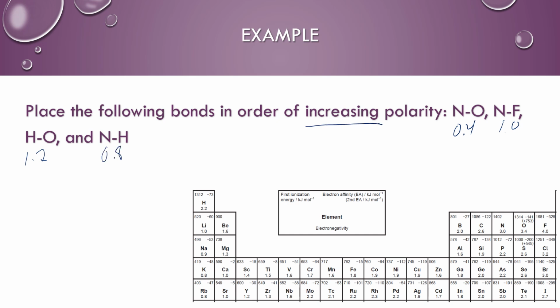So if I'm doing increasing polarity, you go from the smallest and then go next largest, and then our largest one yet is the HO. So this is the least polar to the most polar.